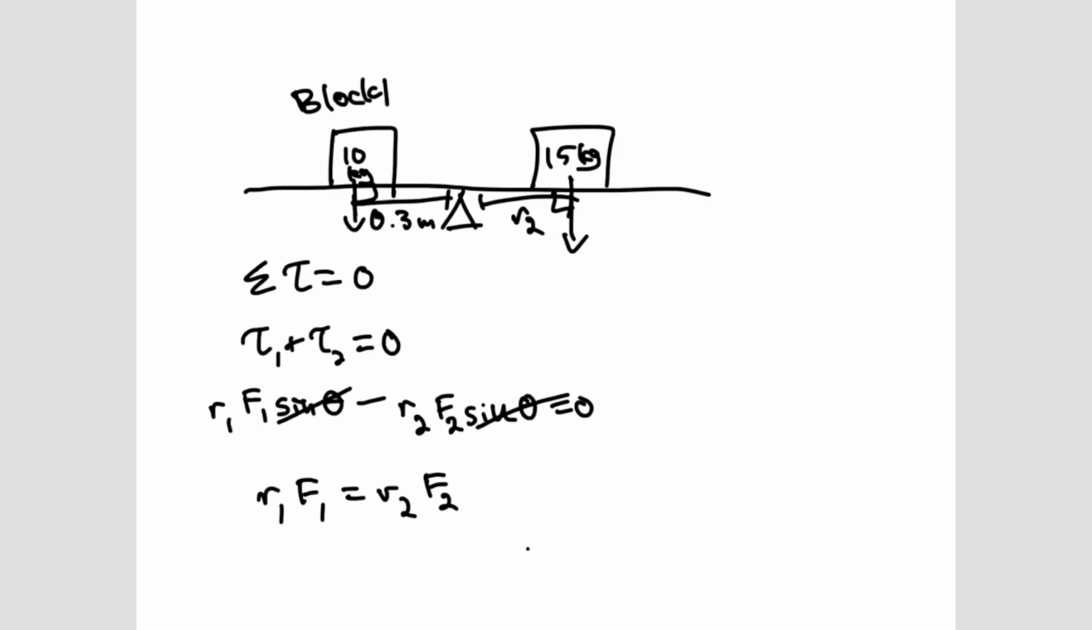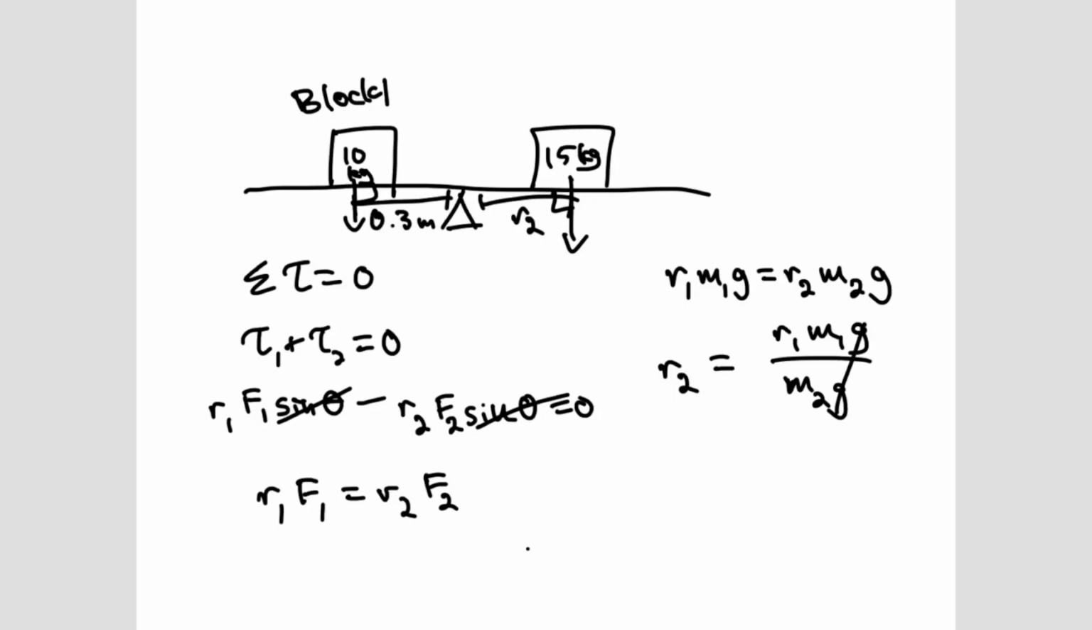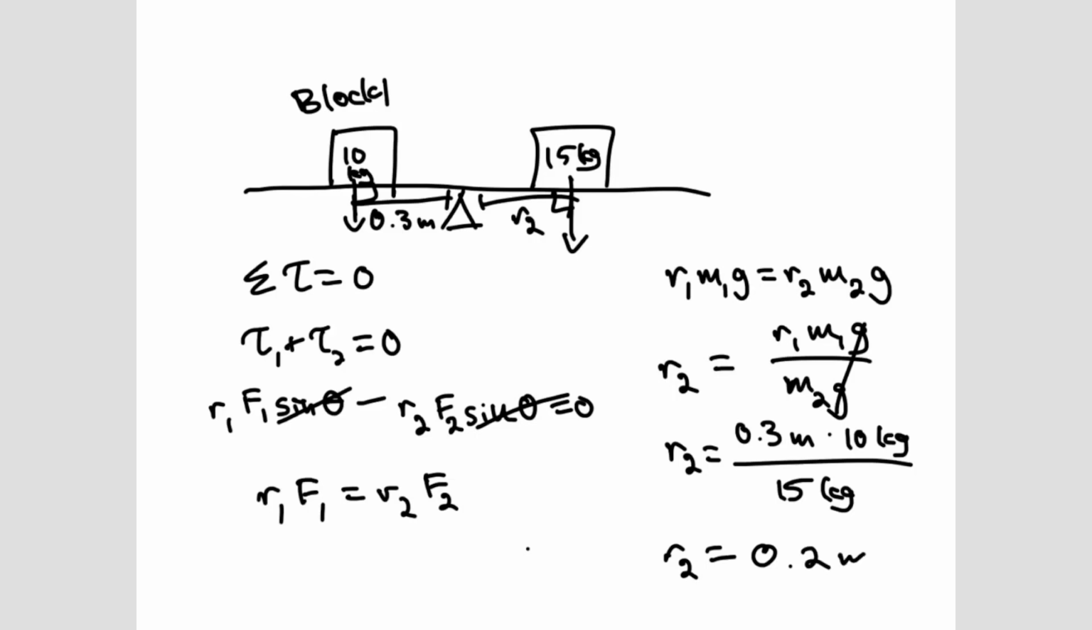And like I said, the only forces are the forces of gravity. So R1M1G, that's the force of gravity for block 1, is equal to R2 times M2G, the force of gravity of block 2. I'm going to rearrange this for R2, because that's the distance we're trying to find. R2 is R1M1G over M2G. These G's cancel out. So R2 is equal to 0.3 meters times 10 kilograms divided by 15 kilograms. This comes out to be equal to 0.2 meters.